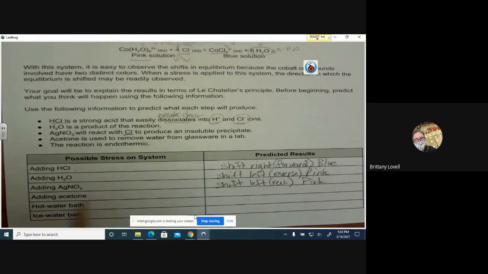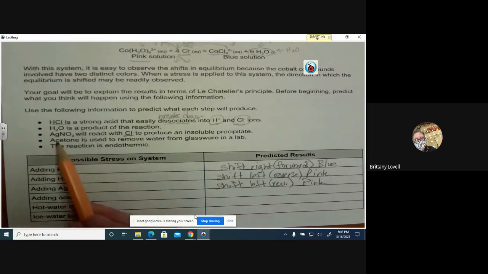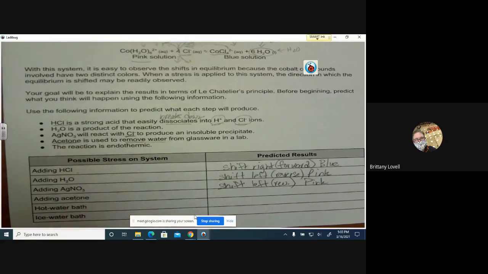Okay, what about if you add acetone? How's that going to affect it? Well, what do you know about acetone? Acetone can be used as a water remover. It can take water out of glassware in a lab, like you have a really skinny tube that you need to get water out of. You put acetone in there and it'll basically cause it to evaporate very quickly.